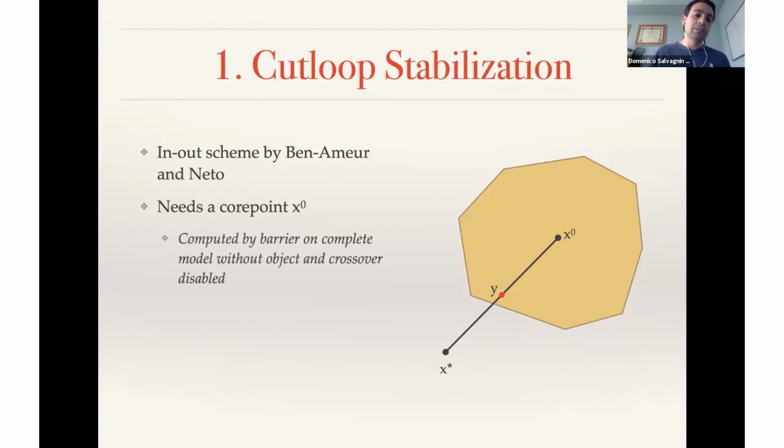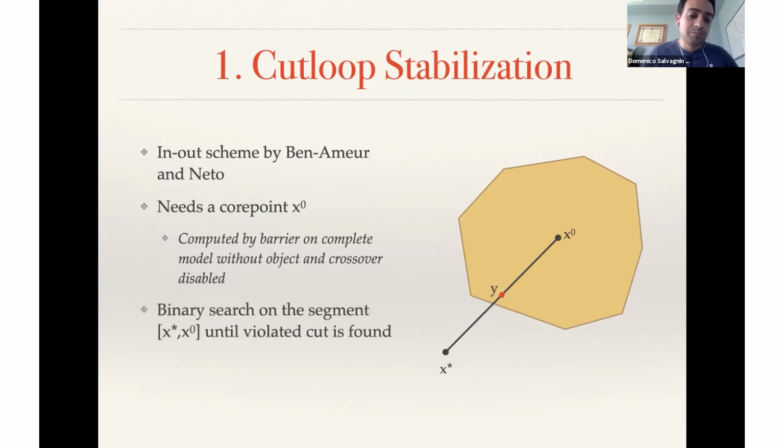And the way we do it is we just solve the LP relaxation of the original problem without objective, with barrier, and with crossover disabled. So as you can clearly see, this does not come for free. It can be expensive, although most of the time it's not. And it is a small price to pay to have a generic implementation of in-out. And once that is computed, the method is quite simple, I would say. It pretty much does binary search on the segment between x star and x0 until a violated cut is found.